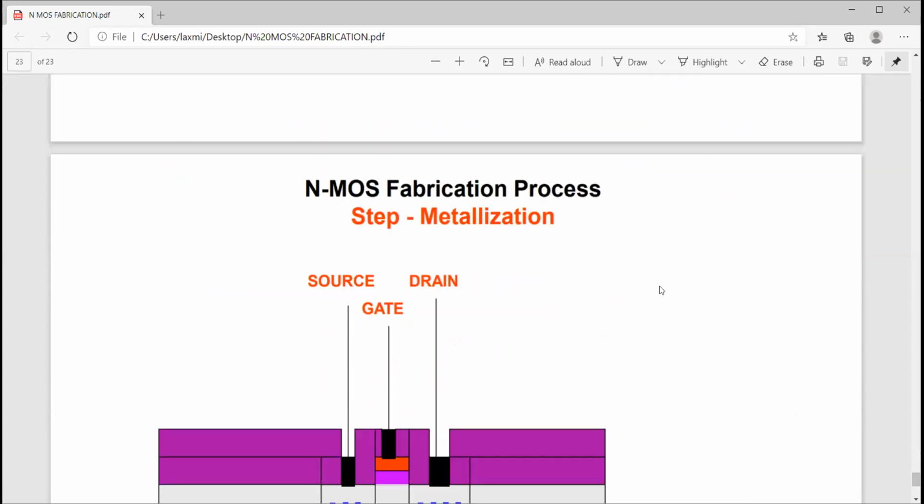NMOS fabrication we are using almost always, compared to PMOS fabrication. Why? Because N means electrons. Electron mobility is higher than the hole mobility. That means electron movement is very fast compared to hole movement. The more it moves, the more the speed increases. So because of this, in any electronic devices we use the NMOS transistor. PMOS we do not use as much.